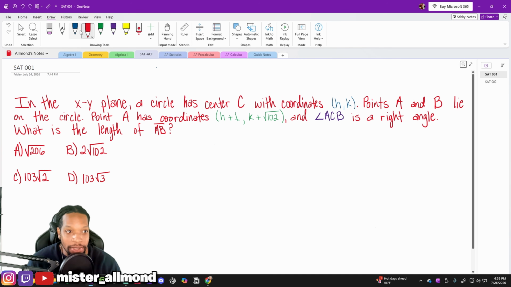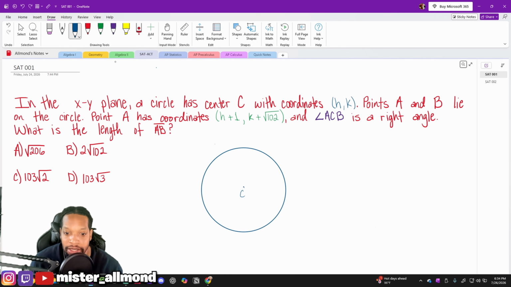We're in the XY plane, and we have a circle that has a center C. And then it gives us the coordinates as h comma k. And then it says points A and B lie on the circle. So somewhere actually on the circle. Point A has coordinates h plus 1 comma k plus root 102. Okay. And then angle ACB is a right angle. What is the length of AB?